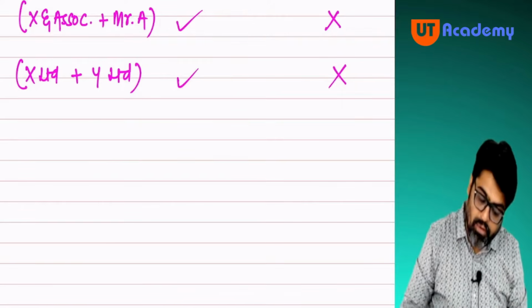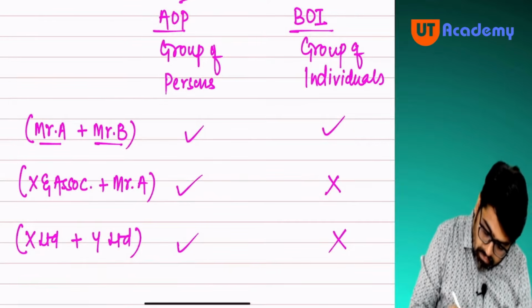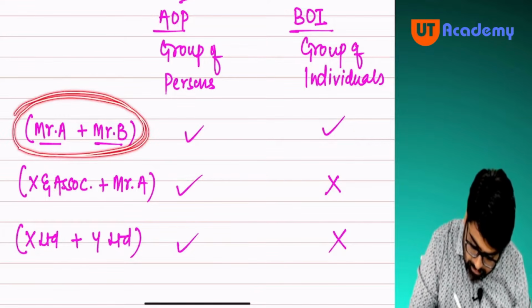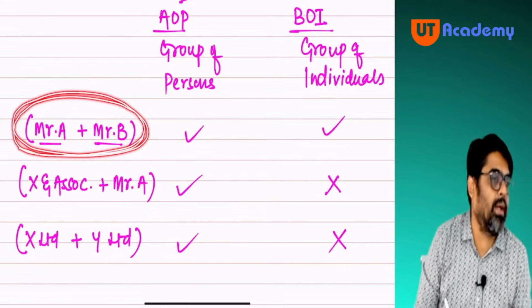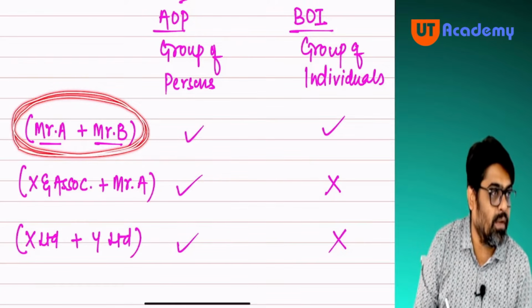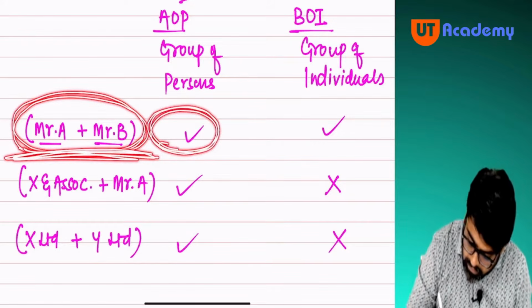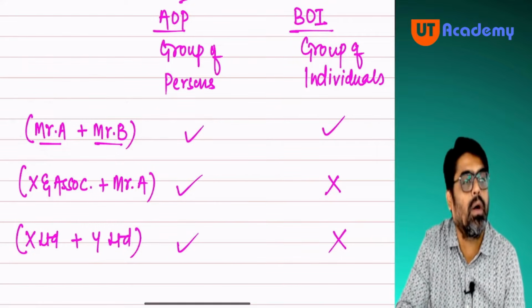Yes or no? So if I say Mr. A and Mr. B, what did I say? Mr. A and Mr. B coming together voluntarily for a common purpose, for a common objective. Yes or no? Then this group of individuals will be treated as AOP. Yes or no?